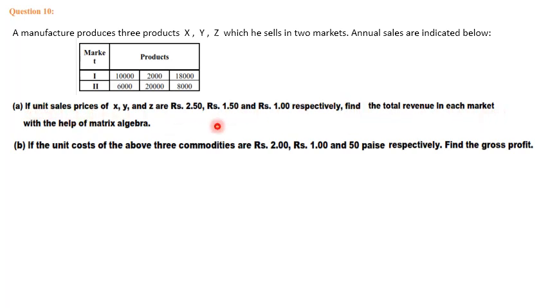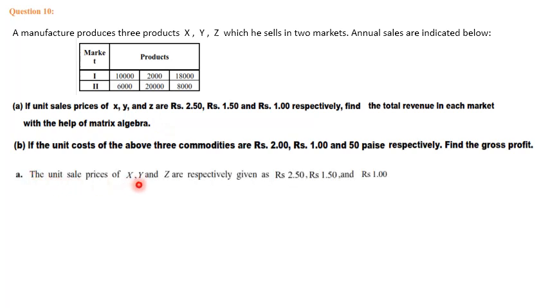Find the total revenue in each market. Total revenue means, after selling these many products, 10,000, 2,000 and 18,000 in market 1, how much he will get as income. That is the revenue from the first market. After selling 6,000, 20,000 and 8,000 in market 2, how much he gets as income. That is the revenue from the second market. So let's solve the first question.